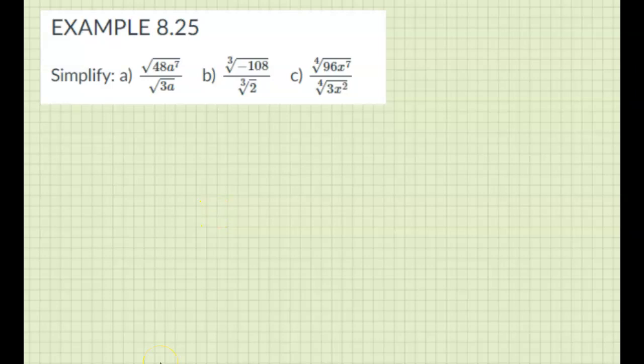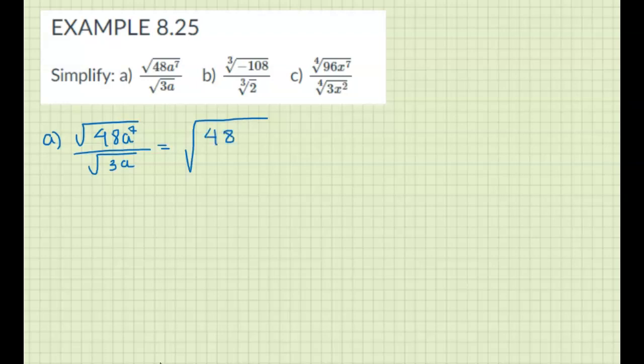Alright, let's look at this example. So we are simplifying radicals with fractions. Part A says square root of 48a^7 divided by square root of 3a. Alright, so these ones we're going to recombine first, or you can do it a couple of ways. I like to recombine first because then you can simplify it.